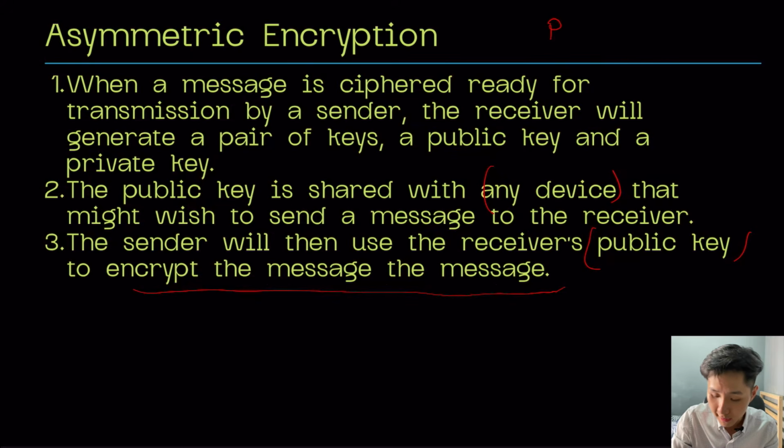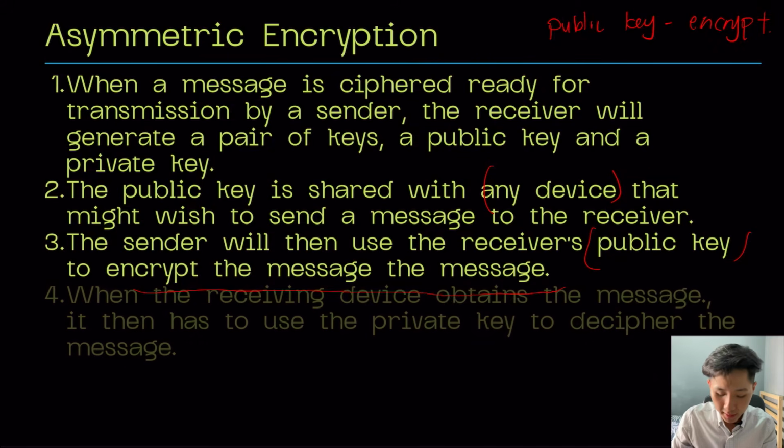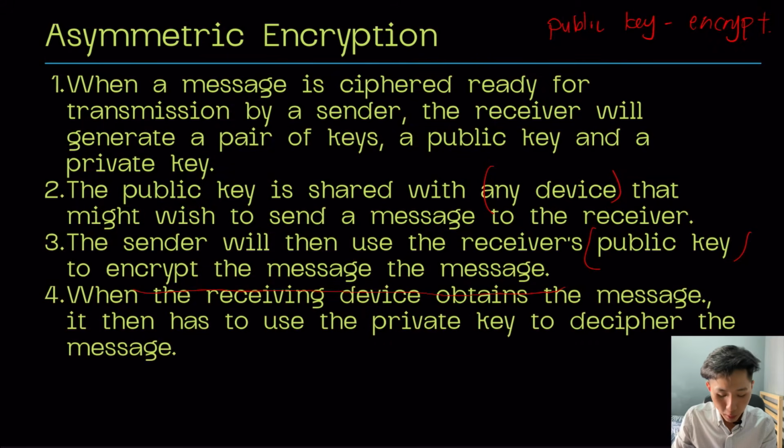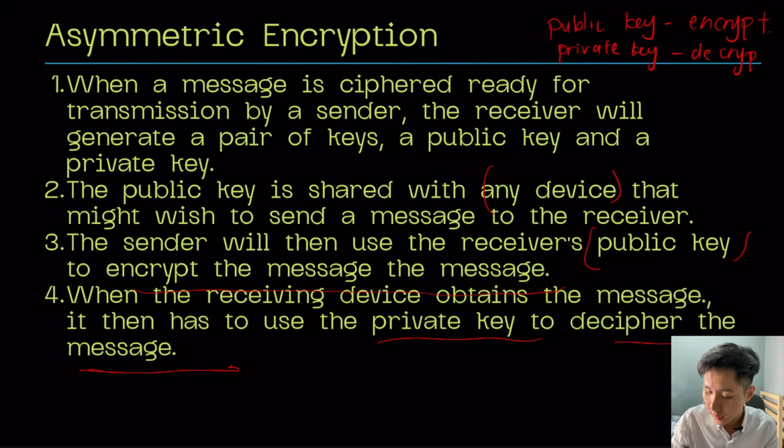So the first point here is that the public key is used to encrypt a message, and point number 4, when the receiving device obtains the message, it then has to use the private key to decipher the message, which means the private key is used to decrypt the message. As compared to symmetric encryption, where the same key is used to encrypt and decrypt, in asymmetric, 2 different keys are used.